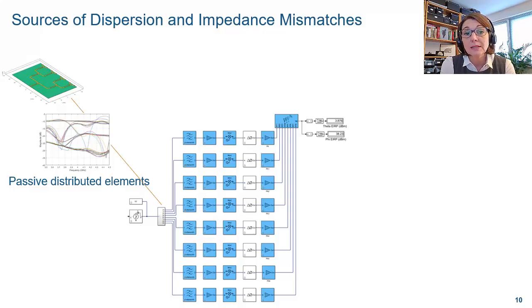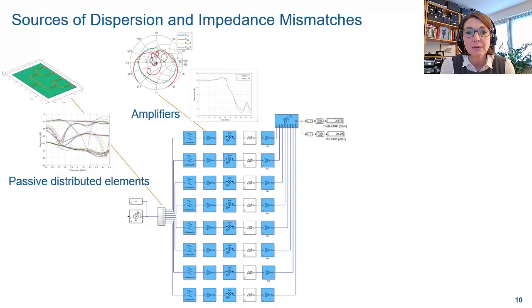Similarly, active devices such as amplifiers can be affected by dispersion. Here we see the S parameters of an amplifier, we see the gain, as well as the S11 and the S22 on the Smith chart.